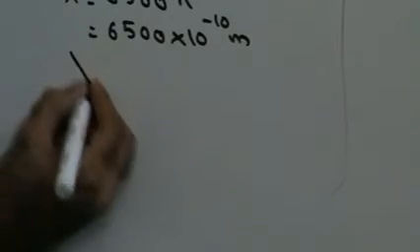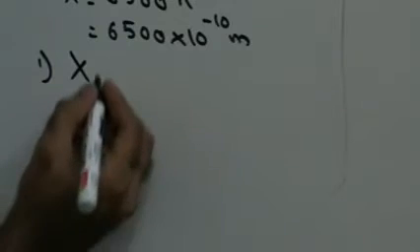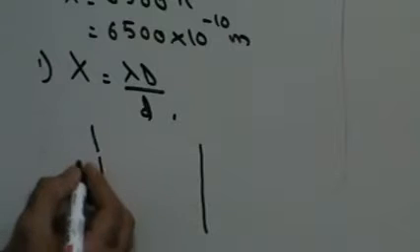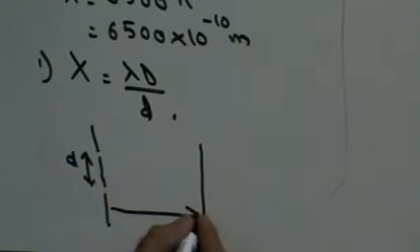Guys, first part of the question, fringe width. Fringe width is nothing but lambda D by d. Straightforward, all the three values are given. Now guys, in this experiment, let's visualize the experiment. This is my Young's experiment. This is my distance between the two slits, d. This is the distance of the screen, D. And wavelength of light used is lambda.